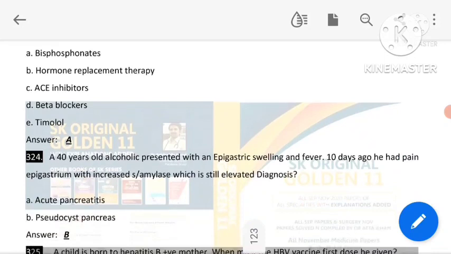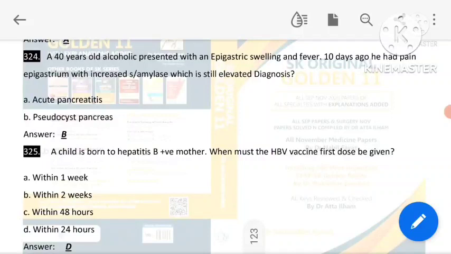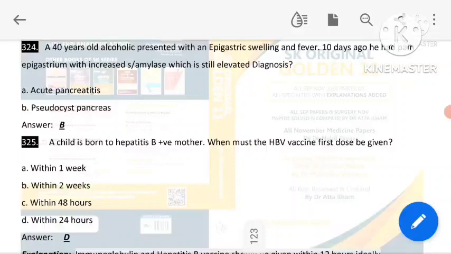Point number 324, a 40 years old alcoholic presented with epigastric swelling and fever. 10 days ago he had pain in epigastrium and increased serum amylase. So which is the diagnosis? It is pseudocyst pancreas or cyst in the pancreas. So B is the right option, pseudocyst pancreas.